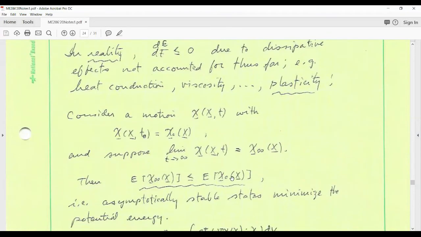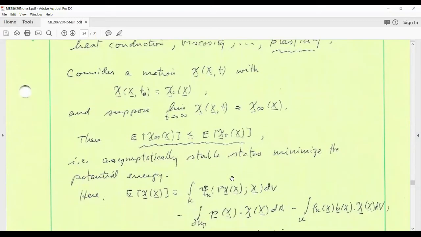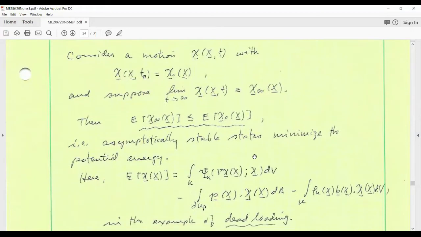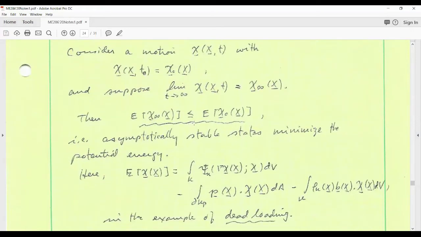So this dissipative mechanism has the feature that it ensures an asymptotically stable state. Suppose chi naught is some arbitrary initial condition, and no matter how you choose that initial condition, you end up at this chi infinity configuration. Then we would say chi infinity is asymptotically stable, that asymptotically in time as t goes to infinity. And the energy at that asymptotically stable state is then an energy minimizer. It's a minimum relative to the initial state.